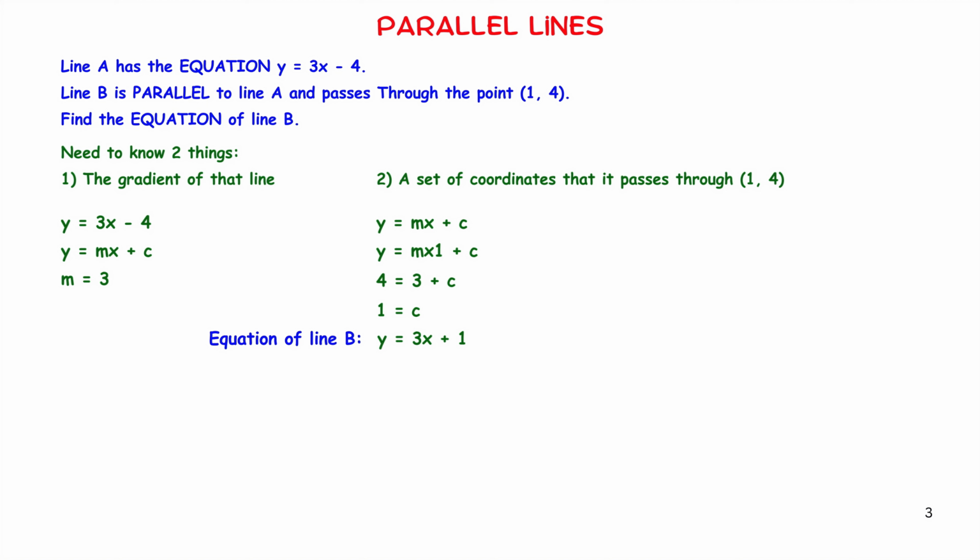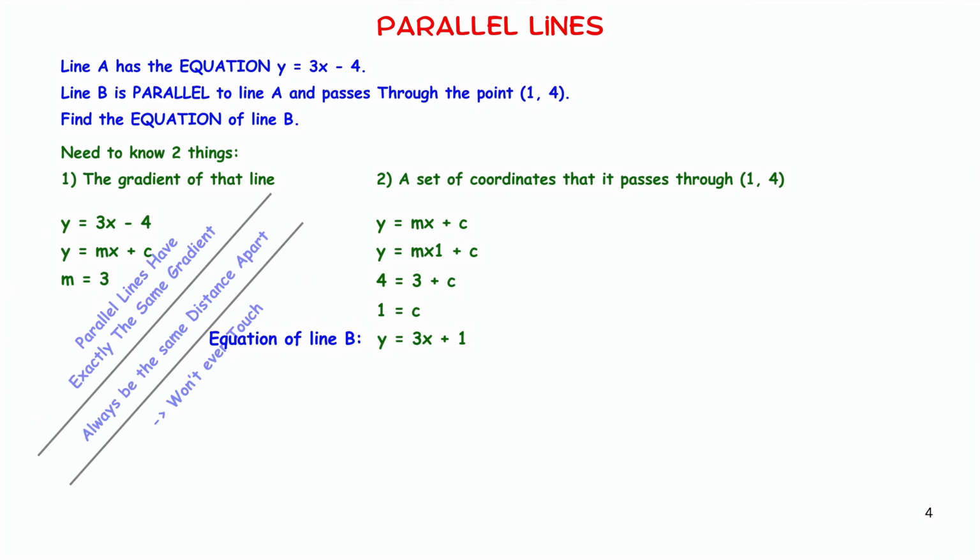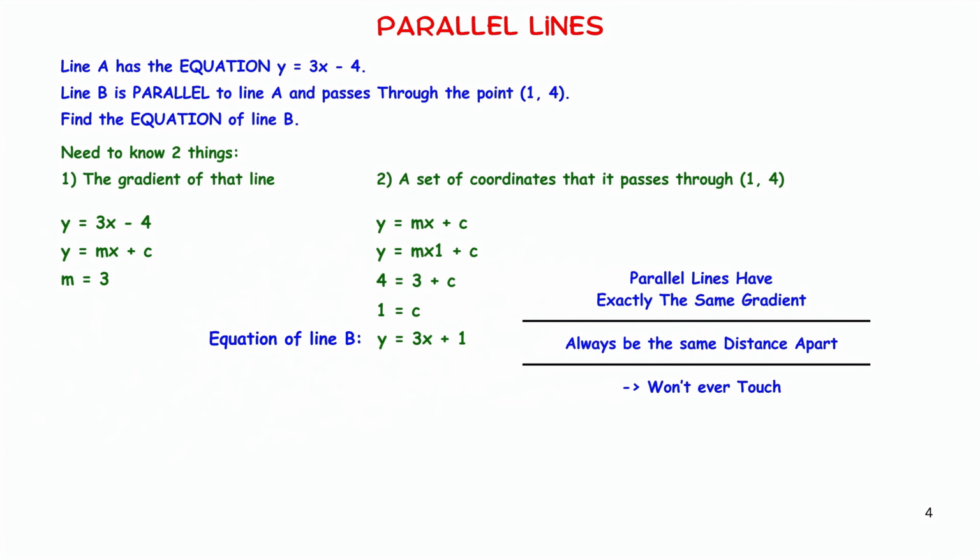If we take a closer look at the equation of line A, we can see that it's already in the form of y equals mx plus c. So the gradient, which remember is represented by the letter m, must be 3. This means that line B, which remember is parallel to it, must also have a gradient of 3. And now that we know both the gradient and a set of coordinates that the line passes through, we can finally work out the equation of the line.